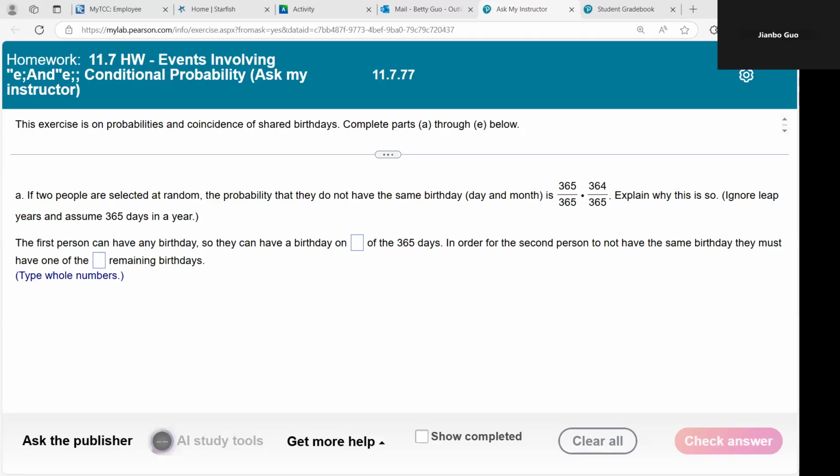Hello class, in this video we are going to look at this problem regarding the coincidence of shared birthdays. We have 5 parts to complete. Let's look at part A.